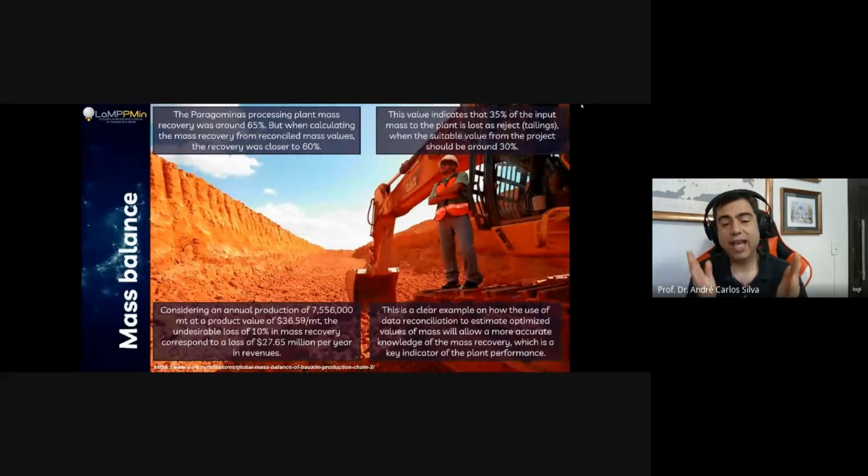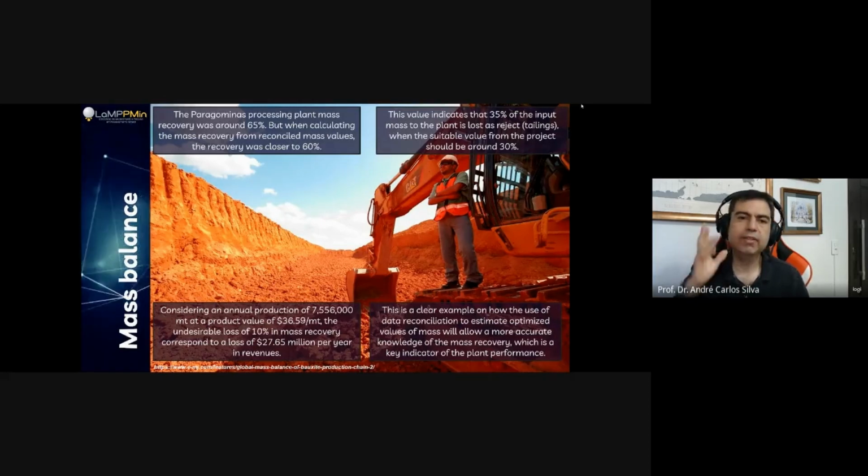And this is actually a real example, people. This picture is also from Paragominas. When they were designing the plant and they started to build it, they had an idea of how much the mass recovery, the mass yield, was going to be. And in the end, they ended up with a plant with something around 65% mass recovery.